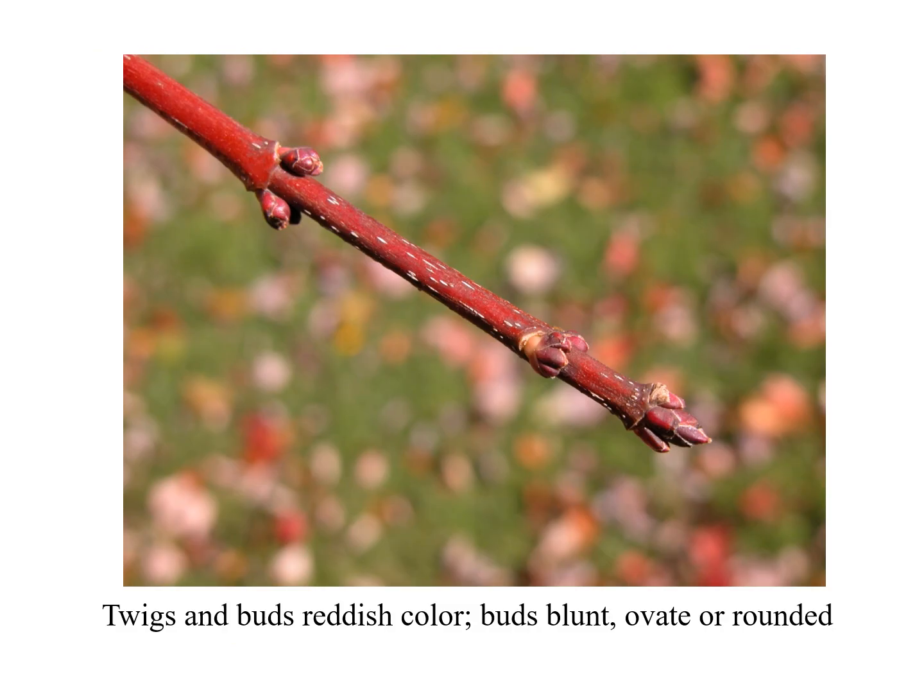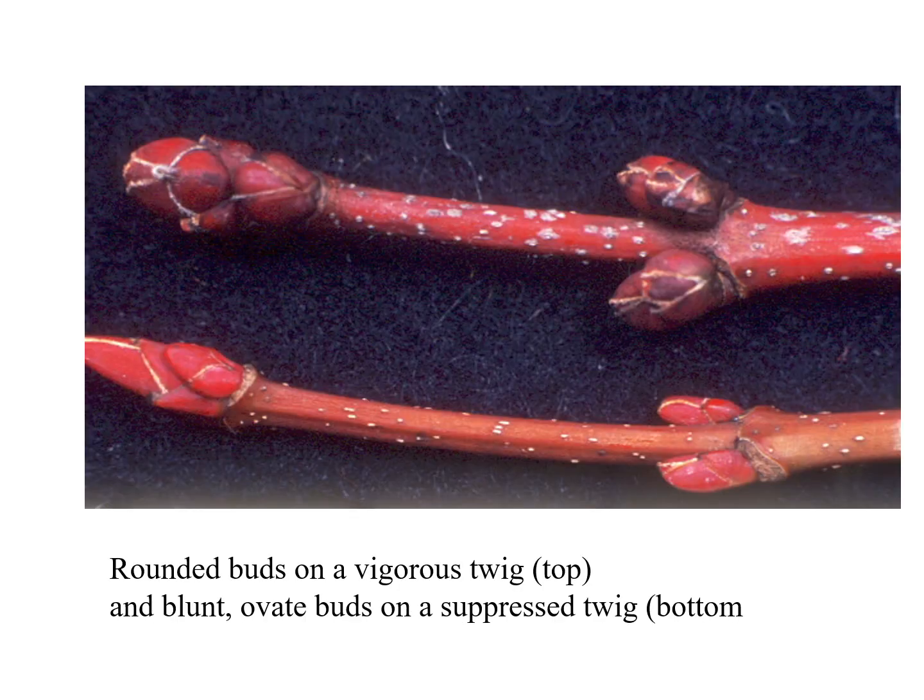And we have red roundish buds, blunt pointed, and with fewer scales. And you can see the reddish twigs. In the winter, the twigs often turn red. The bud shape can vary. It's just how it is. Sometimes they're a little bit rounder, sometimes they're a little bit longer.